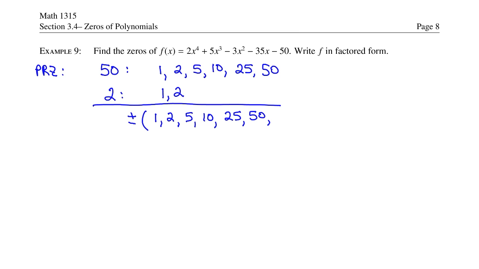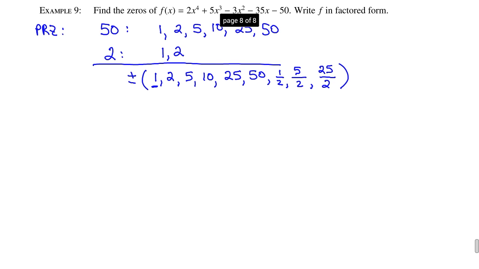So 1 divided by 2 is a half, that's a new one. But 2 divided by 2 is 1, and that's already in the list here at the beginning. So we don't add that one. And then we have 5 over 2. 10 over 2 is 5, not repeated. 25 over 2 is 25 halves. And then 50 over 2 is 25, that's already in the list. So there are our possible rational zeros.